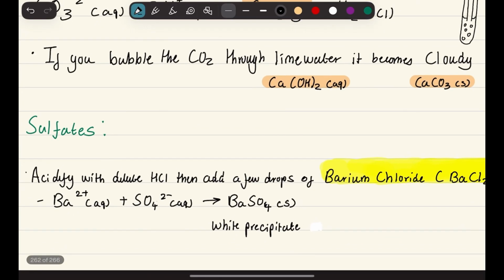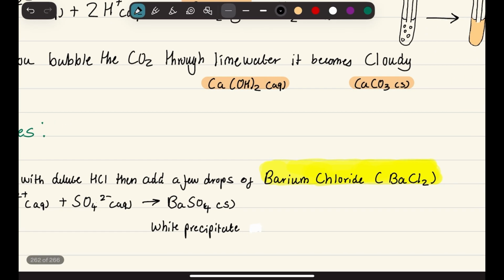Next test, sulfates. This one, I've added a bit about adding the dilute hydrochloric acid just as an add-on if you're really trying to push. But really, in the exam, what they want to see is that you know that your reagent is barium chloride. So you're adding a few drops of barium chloride, and what's happening?